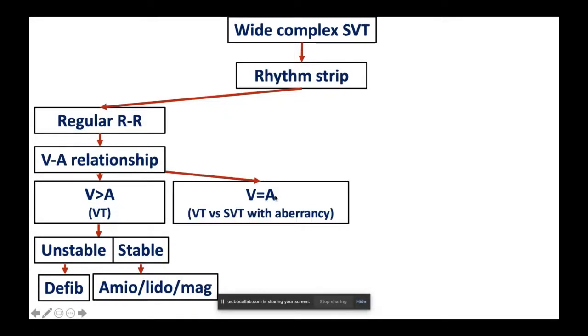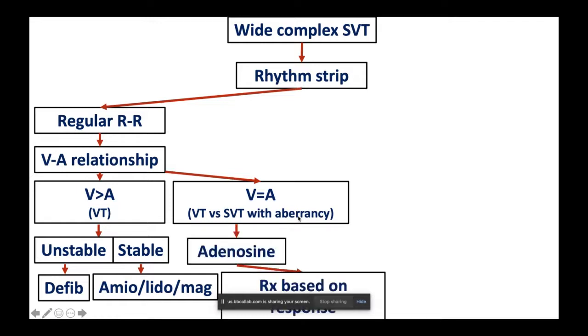However, if you have V's equal to A's, it can be VT or it can be SVT with a bundle branch block. It is not wrong to try adenosine in this case. Remember, it's not an irregular R-to-R interval tachycardia. And then your treatment is going to be based on response. If it's SVT, adenosine will usually terminate it. If it's VT, remember adenosine works at the AV node junction, does not affect the ventricle, will keep on going, and you won't affect the tachycardia. So with V's equal to A's, it would have been reasonable to try adenosine in this case.